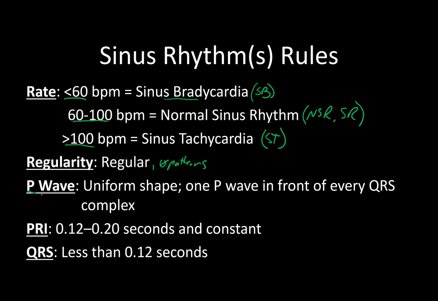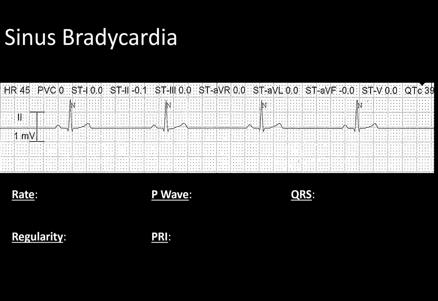Now, your P waves are going to be absolutely perfect. They're going to be uniform, 1 P for every QRS. Your PRI will be perfect. It's going to be between 0.12 and 0.20. And of course, your QRS is going to be less than 0.12, but of course greater than 0.06. So the next couple of slides, I'm going to walk you through how to interpret these different rhythms.